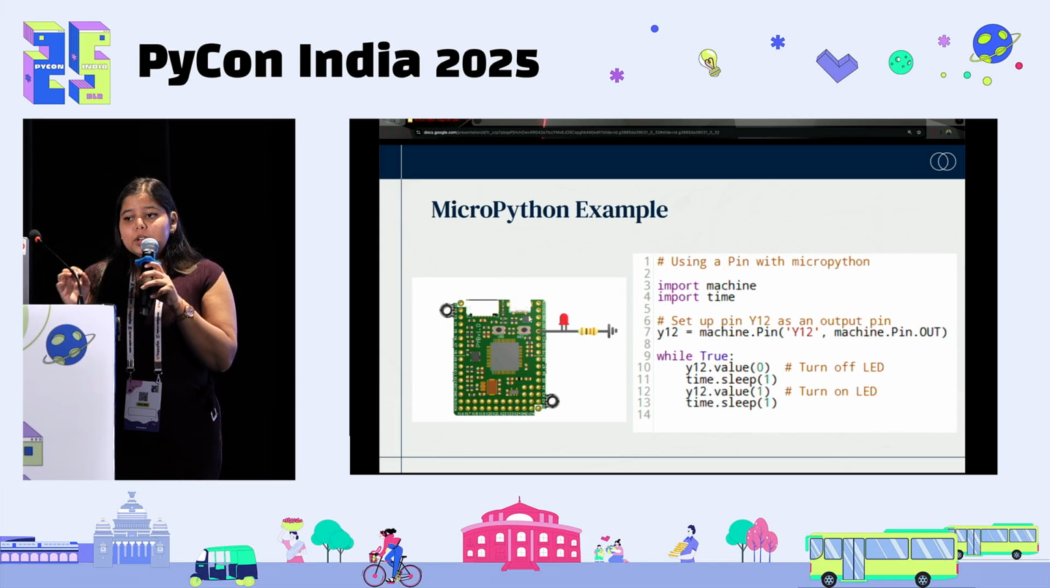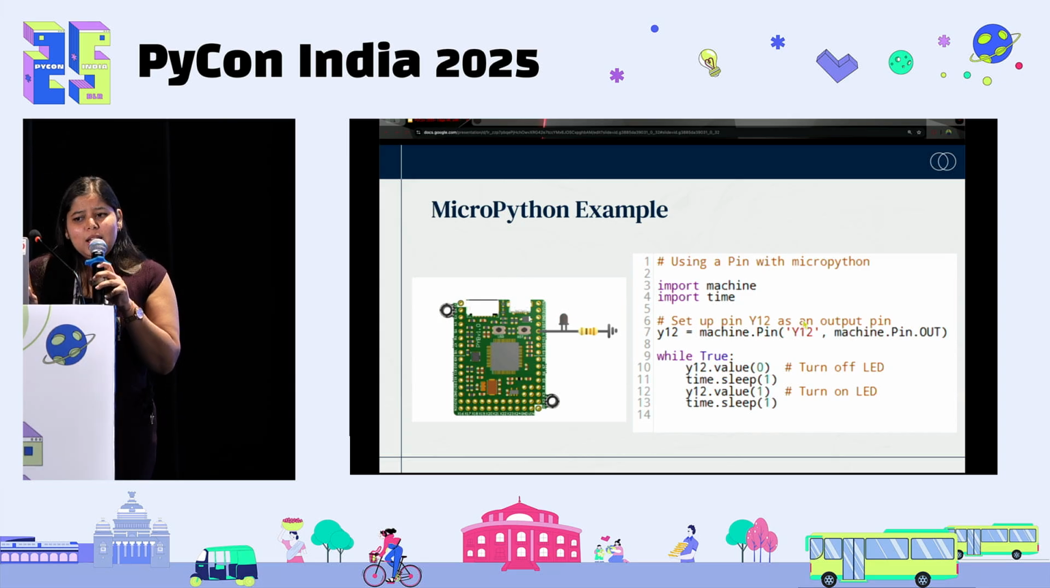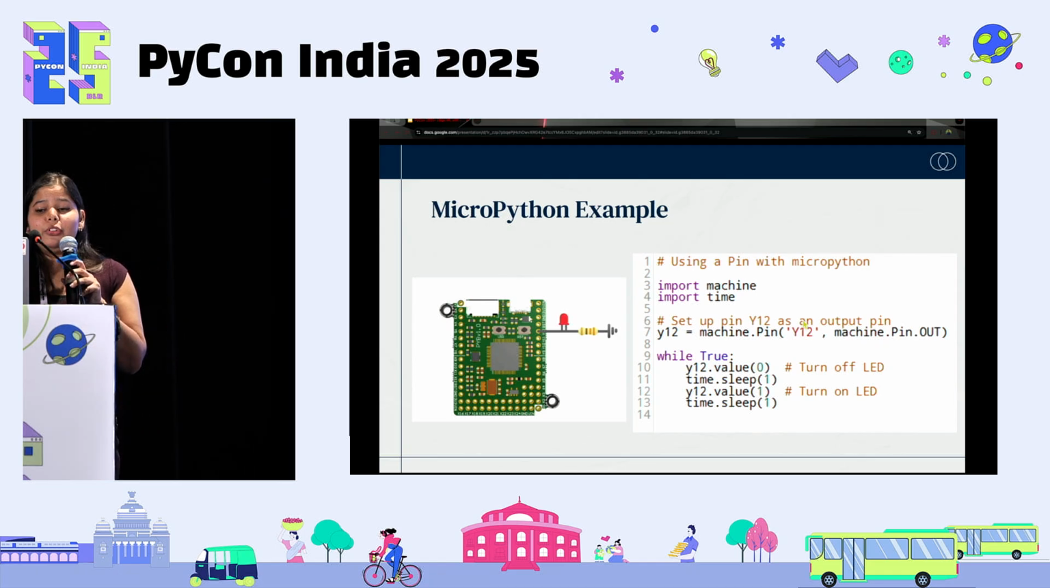We will import the required libraries. Machine.Pin with OUT tells the microcontroller that pin 12 is an output pin. And now we run an infinite loop where we turn off the LED and sleep for 1 second, and we turn on the LED and sleep for 1 second. And it appears that the LED is blinking. So it's very simple and similar to what you write in Python, just with a few more simple steps, right?